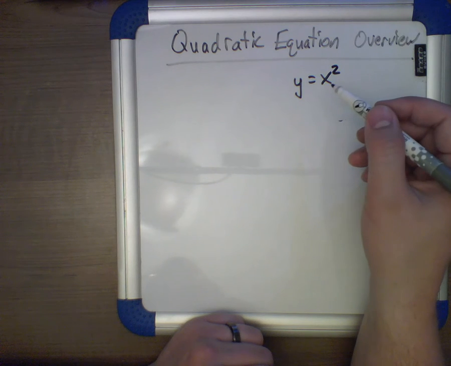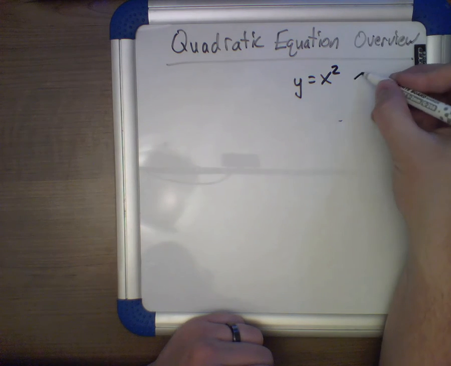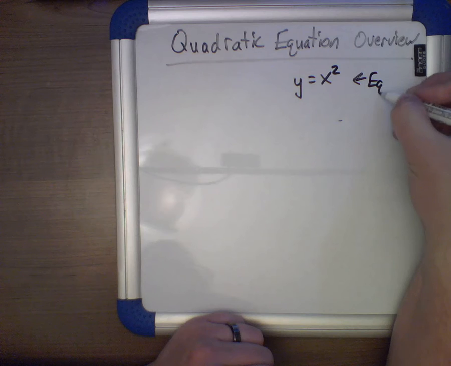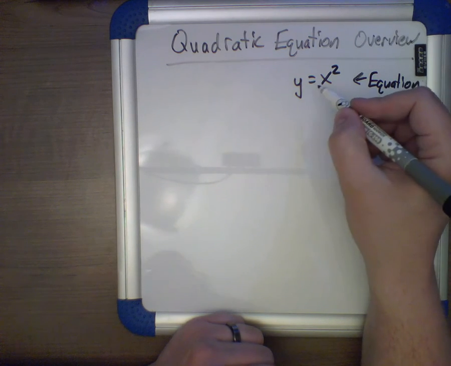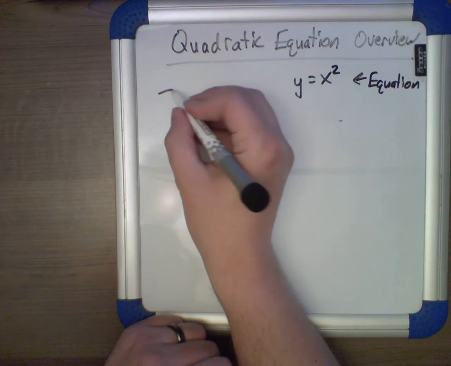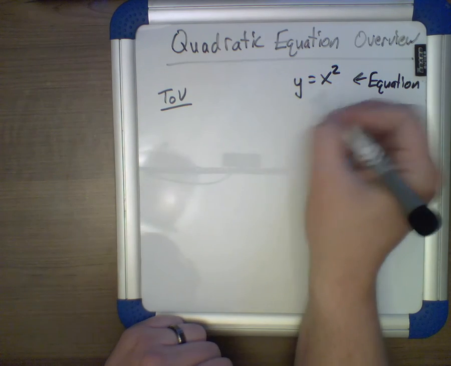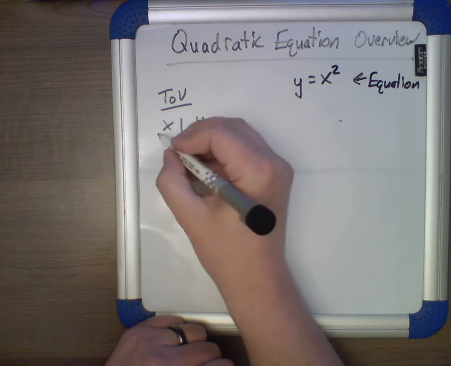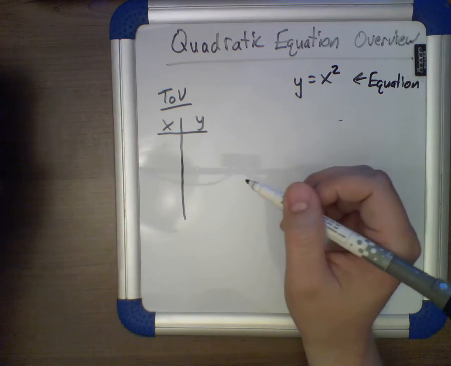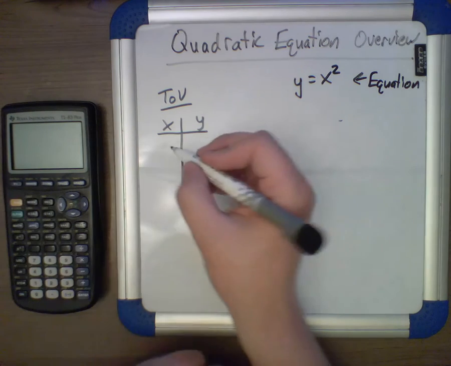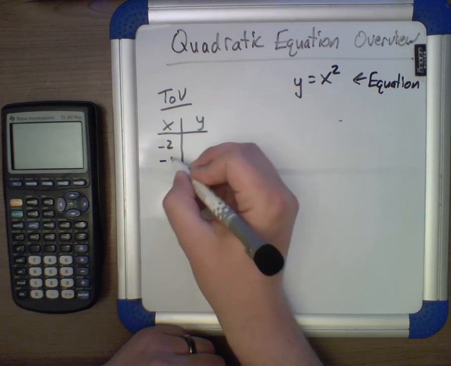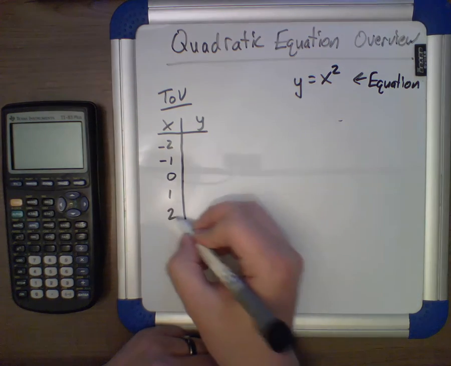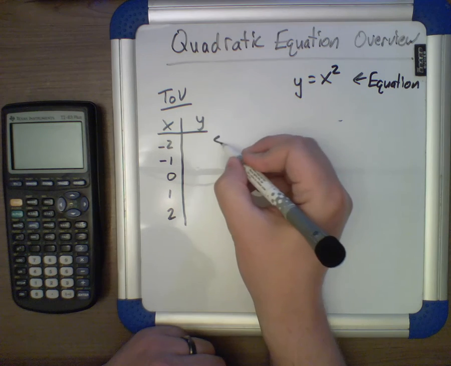We've talked before, there are different ways of representing relationships. This is our equation. This is one way of describing the relationship between the x and the y. Another way is with a table of values. So let's make a table of values to represent this relationship. As always, remember x is my independent variable, so I can just choose some values for x. Let's choose -2, -1, 0, 1, and 2. And I want to find the matching y values.